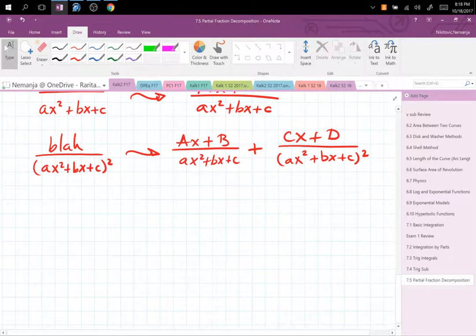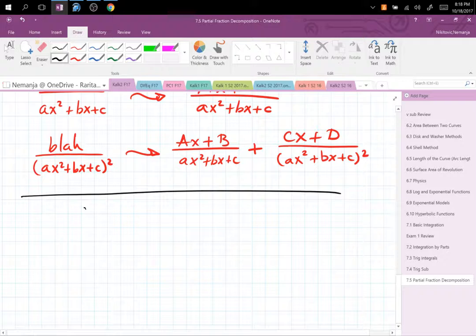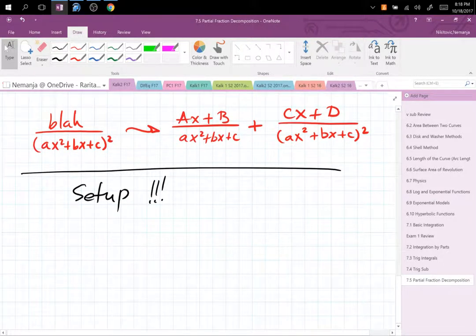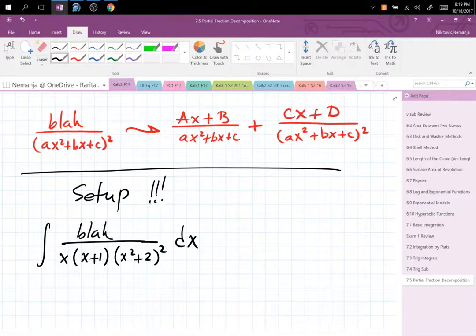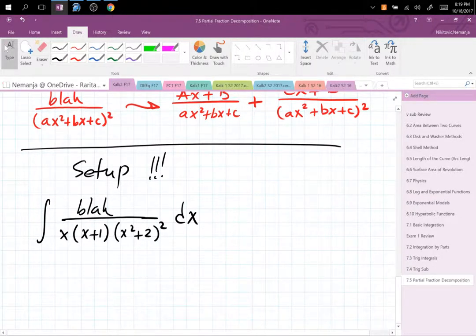So first, we practice setup. That's the most important part. Say you have the integral of, observe that I'm not interested in what's in the numerator. So say this is the setup. What do we have? Well, we have 2 linear, and a repeated quadratic.